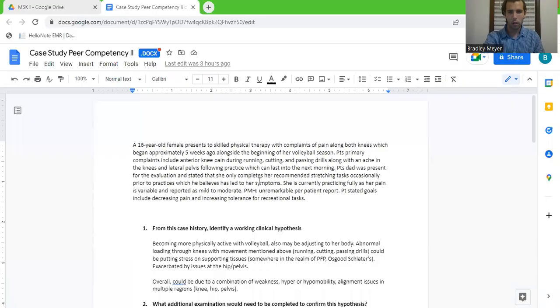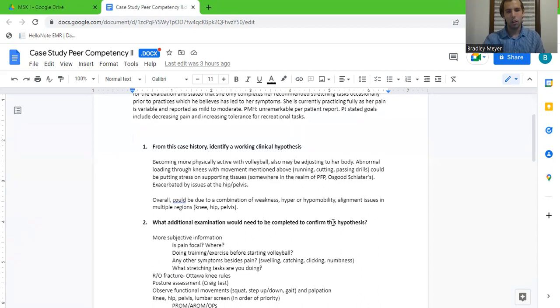All right, so here's the case. The picture of this patient that I have in my head is that she's a high school aged female athlete that started training recently for volleyball. I think a lot of her problems are stemming from the fact that she has recently become more physically active. And as a lot of young athletes do, she's kind of adjusting to changes in her body. So that could be playing a factor.